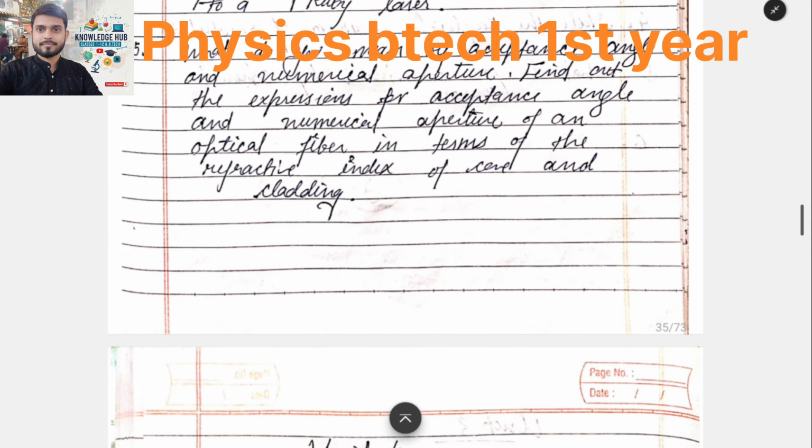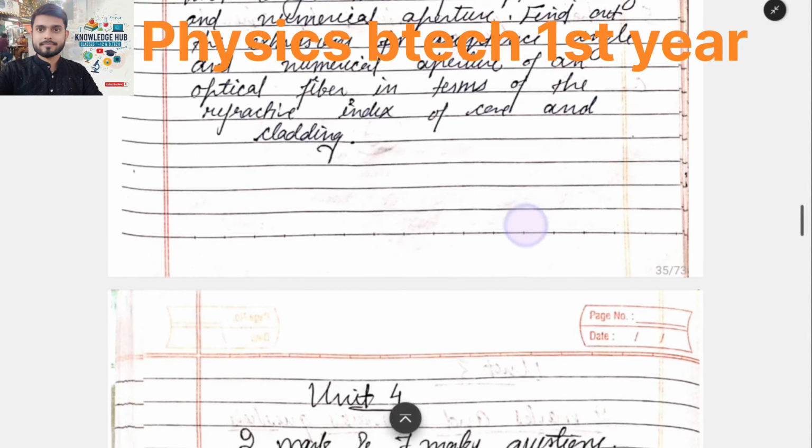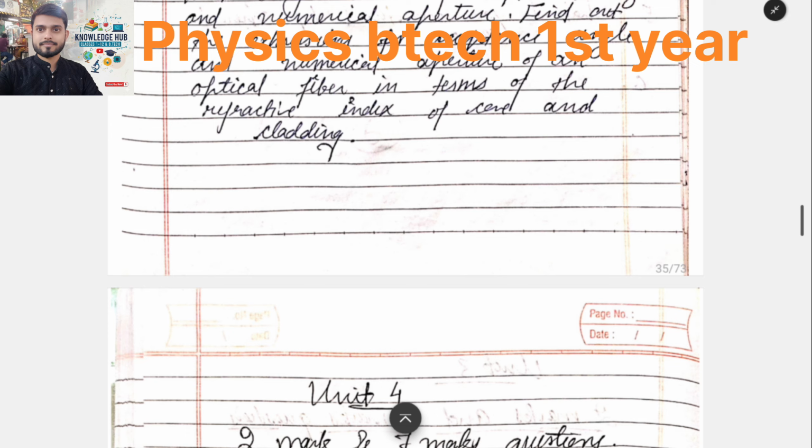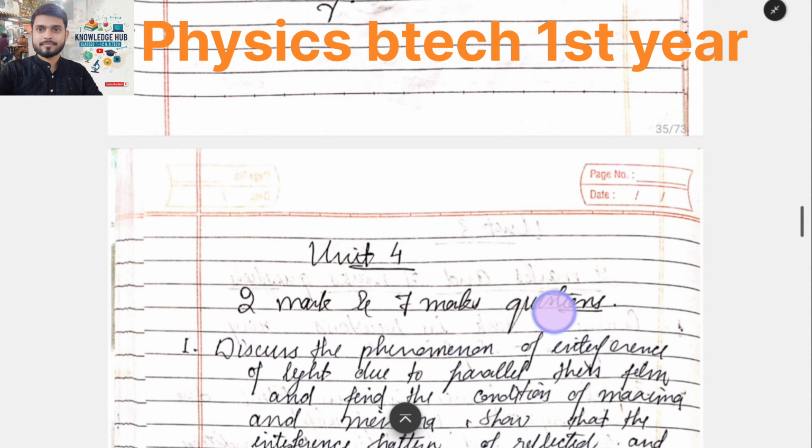Now the fifth question is what do you mean by acceptance angle and numerical aperture? Find the expression for acceptance angle and numerical aperture of an optical fiber in terms of the refractive index of core and cladding.